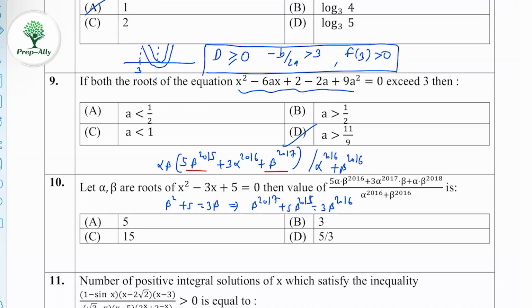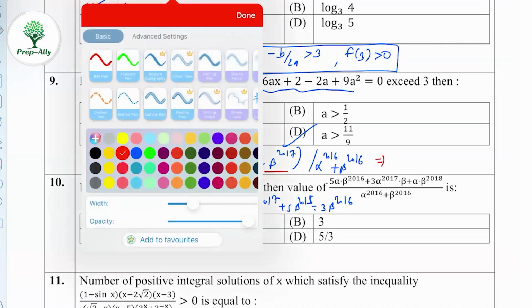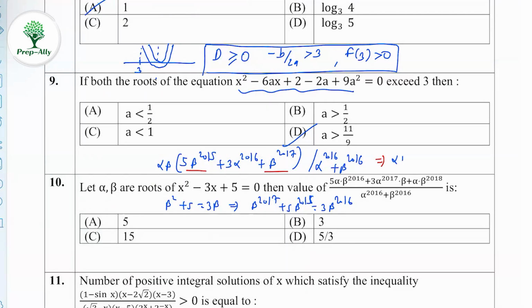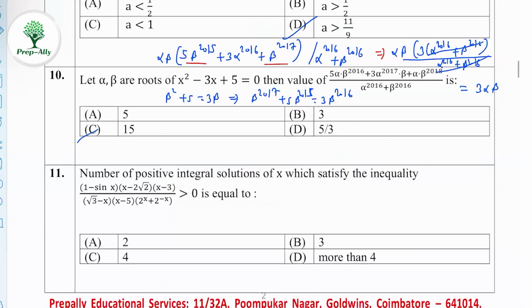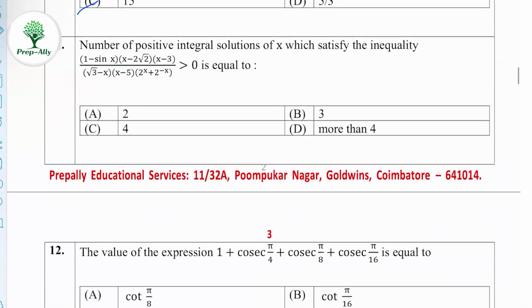What can I write? 3 beta power 2016. So what will I get? I'll get alpha beta outside and 3 common. Alpha power 2016 plus beta power 2016 over the same alpha power 2016 plus beta power 2016, so this will get cancelled. So 3 alpha beta, the product of roots, is 5. That is 15. Okay.